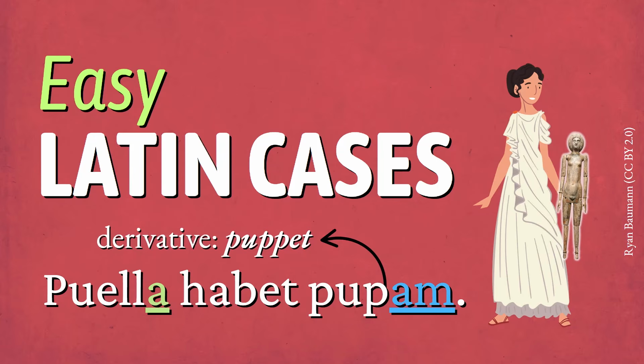In this video, we are going to take a simple look at what grammatical cases are, first in English, then in Latin, and we'll start with the two simplest ones, the nominative and the accusative. We'll practice with several sentences, and finally, we'll look at English derivatives of the vocabulary. And here's a curious one. The English word puppet comes from the Latin pupa, meaning doll.